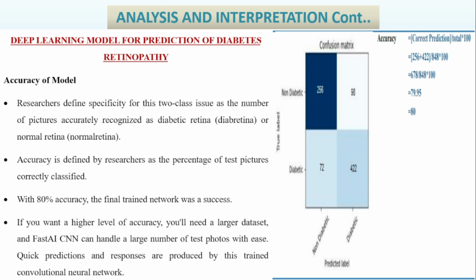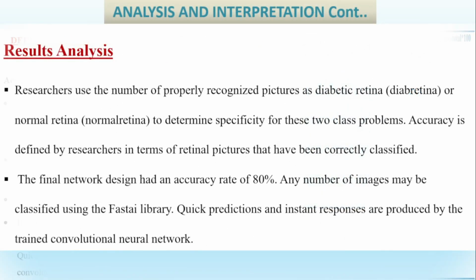The pictures accurately recognize the diabetic retina and the normal retina. Accuracy is defined by researchers as the percentage of test pictures correctly classified. With 80% accuracy, the final trained network was successful. If you want a higher level of accuracy, you will need a larger dataset, and a fast AI CNN can handle a large number of test photos, with quick prediction and response produced by this trained convolutional network.